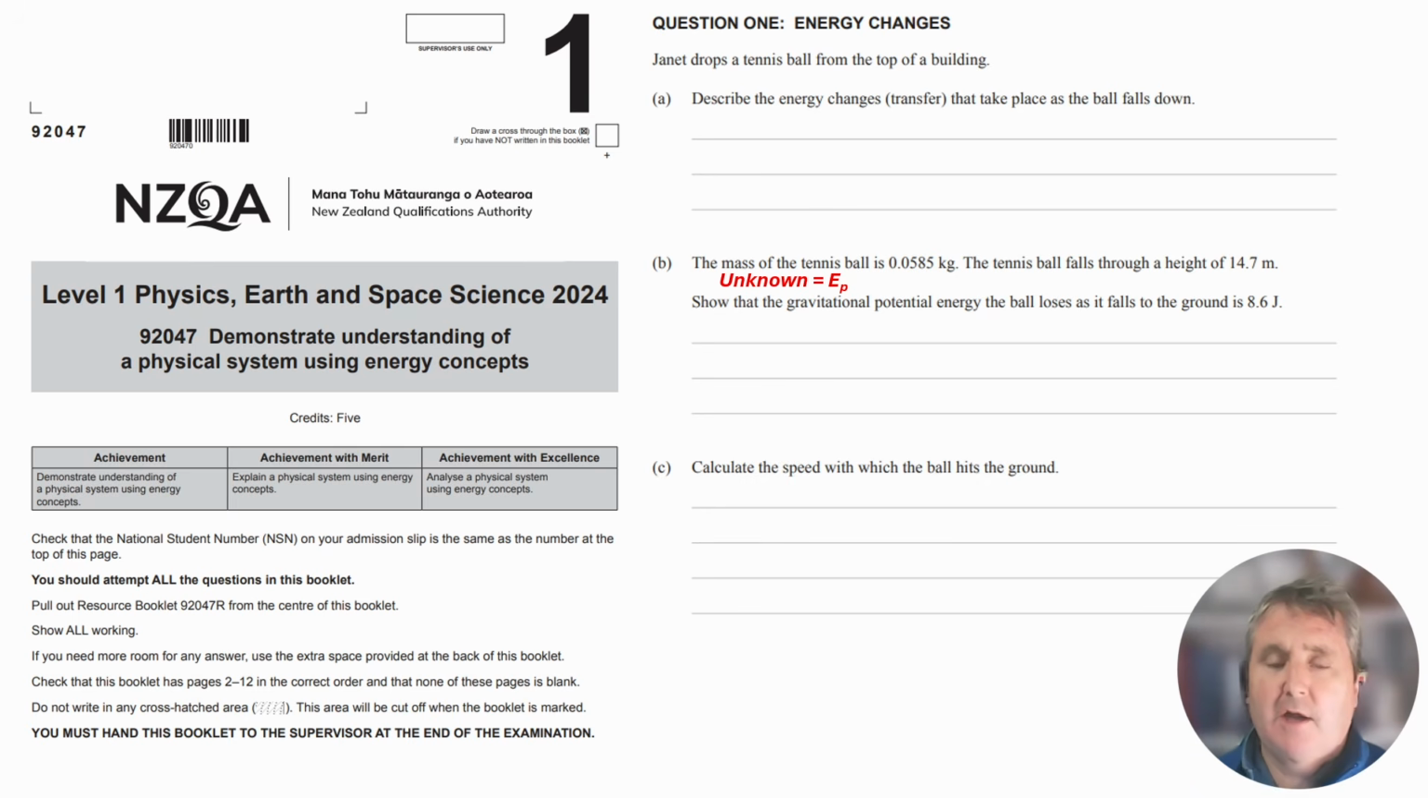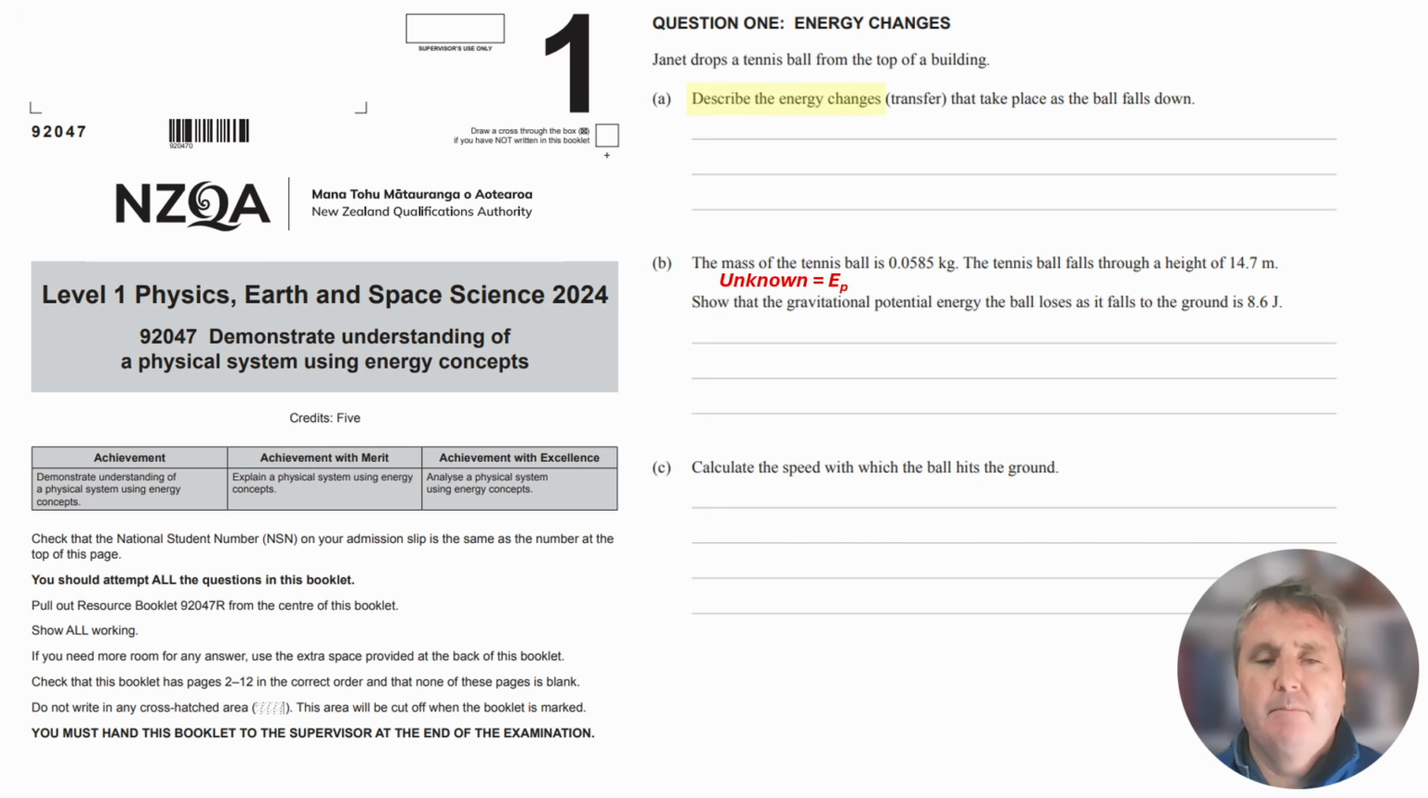Question 1, energy changes. Janet drops a tennis ball from the top of a building. What type of energy changes will take place as the ball falls down? Well, obviously when the ball is on top of the building, it has gravitational potential energy, because it could fall off and go all the way down to the ground. As it's falling, of course, it's turning that gravitational potential energy into kinetic energy.